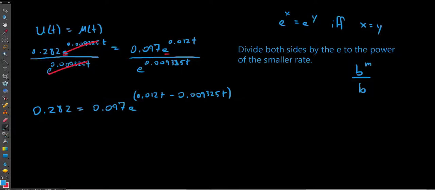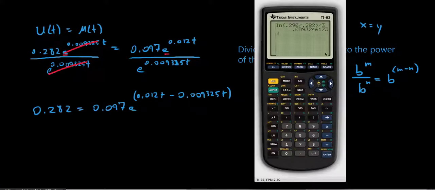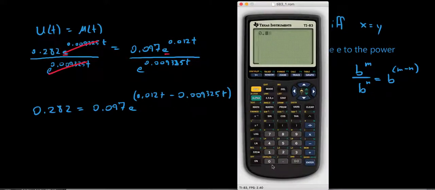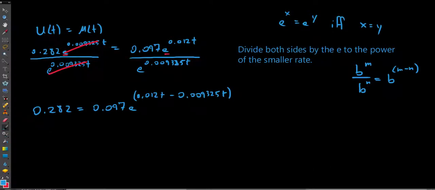to the m divided by b to the n, the rule is that we keep the same base and we subtract their exponents. So in essence, what that's going to do for us, and let me get out my calculator here because I need to subtract these, 0.012t minus 0.009325t gives us this new decimal here in our exponent.